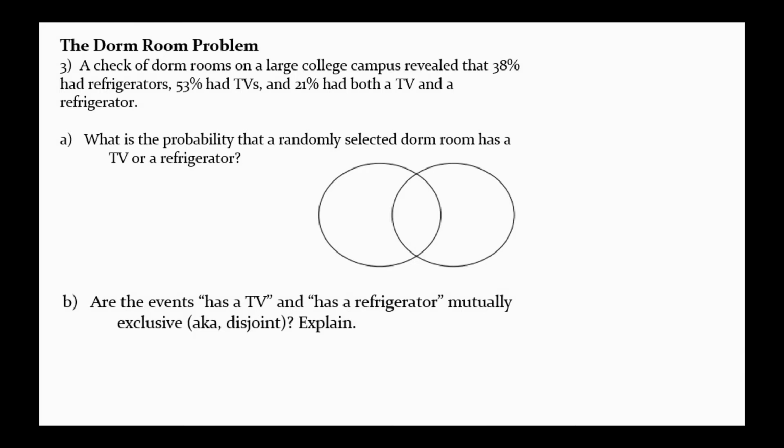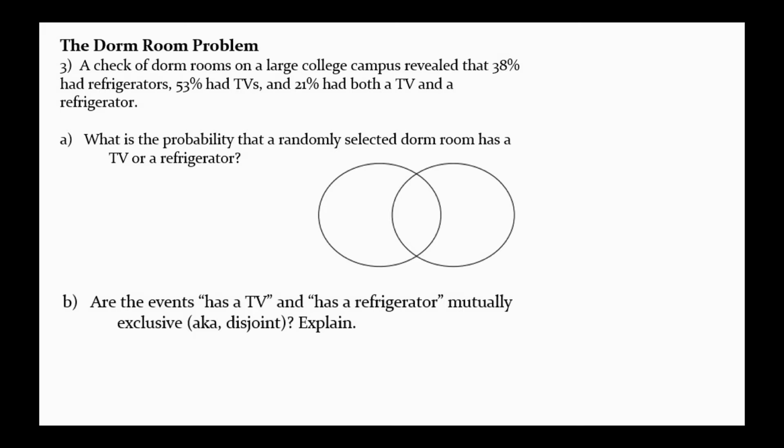So for this one I'm going to use a Venn diagram. The reason is because they give me two options, refrigerators and TVs, and then they say both. That's perfect for a Venn diagram, because a Venn diagram has one side, another side, and the middle.